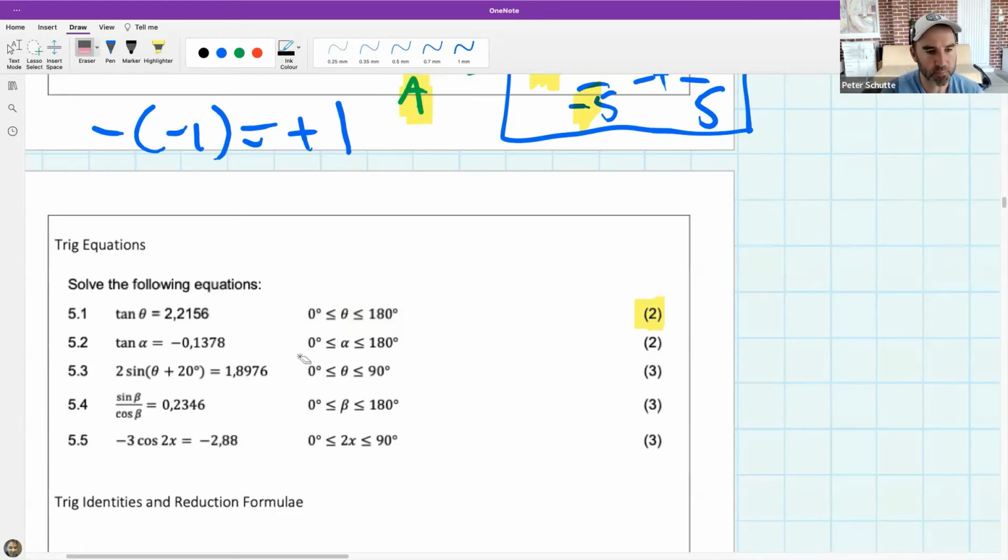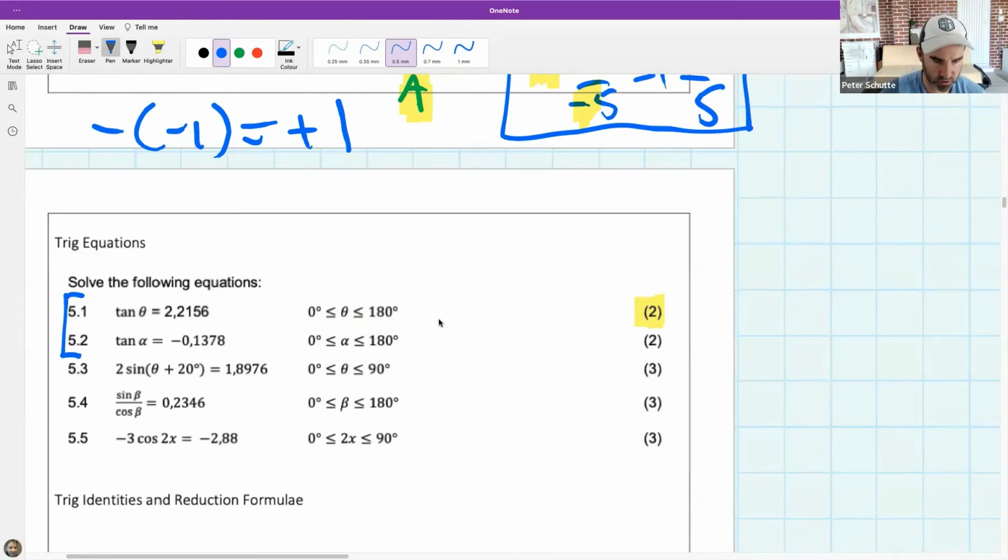Actually, I tell you what, I want everyone to try and do these first two over here. Just try and do these first two. And then once you've tried to do them, if you're stuck, I want you to raise your hand and I'll talk you through it. But I just want to see, can you solve these trig equations?